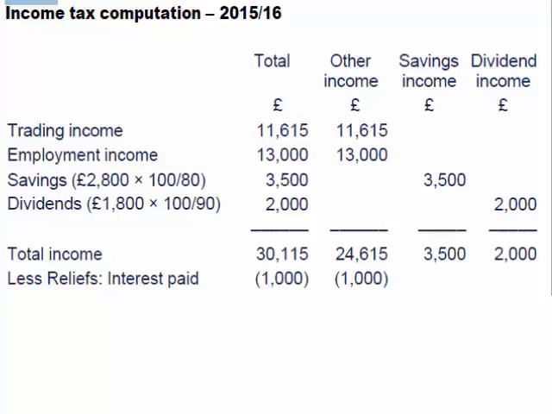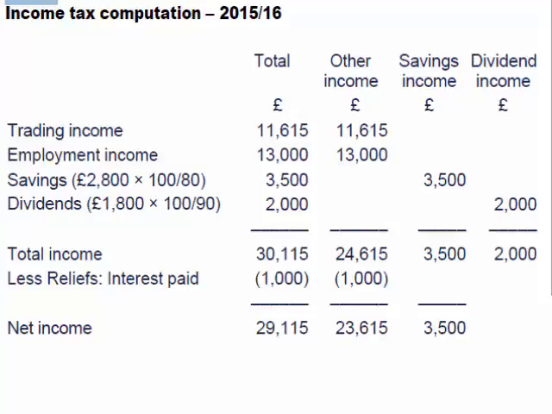If we didn't have sufficient other income to absorb this £1,000 deduction, we would then move on to savings and finally dividends. Net income, therefore, is £29,115, of which £23,615 is other, £3,500 savings, and £2,000 dividends.